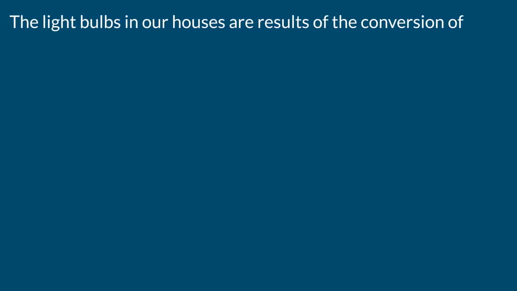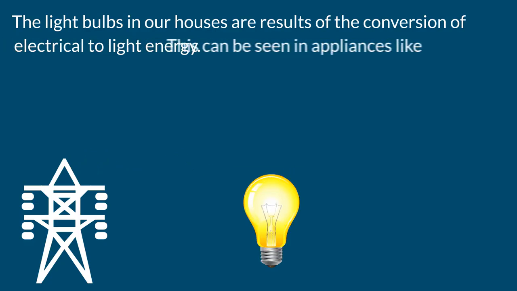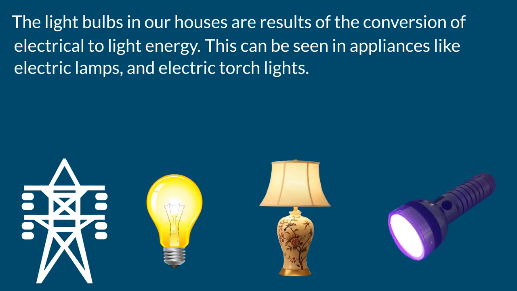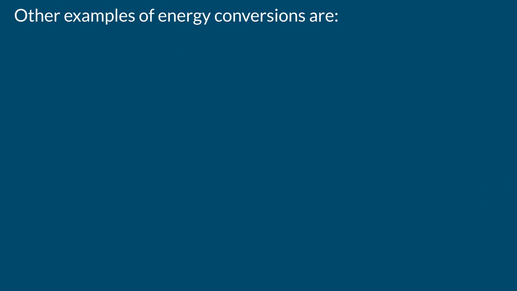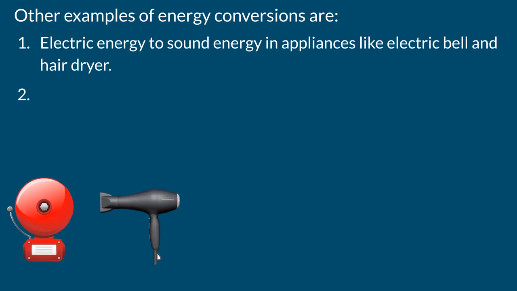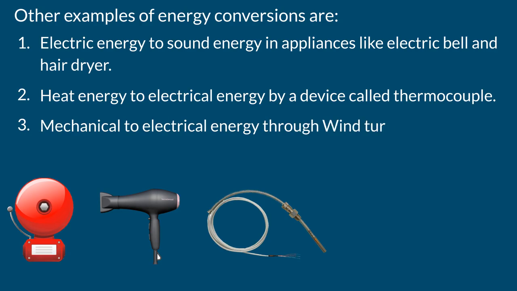The light bulbs in our homes are results of the conversion of electrical to light energy. This can be seen in appliances like electric lamps and electric flashlights. Other examples of energy conversions are electric energy to sound energy in appliances like electric bell and hairdryer, heat energy to electrical energy by a device called a thermocouple, and mechanical energy to electrical energy through a wind turbine.